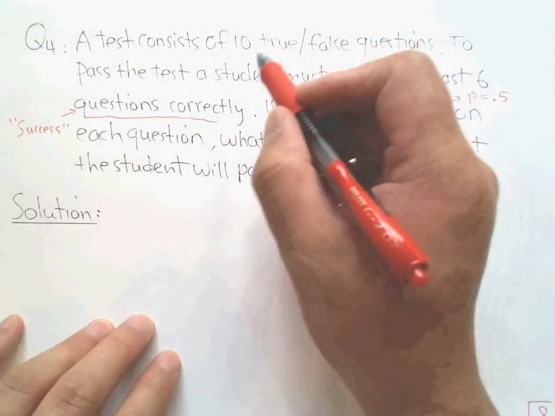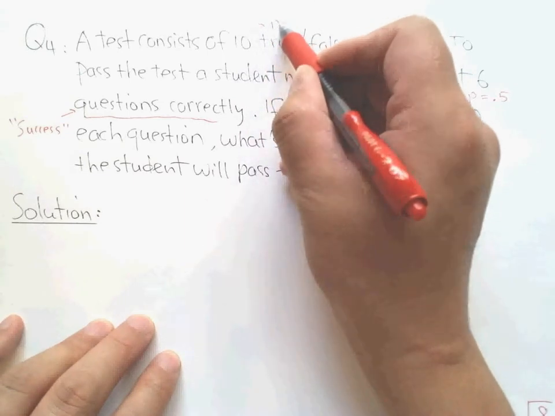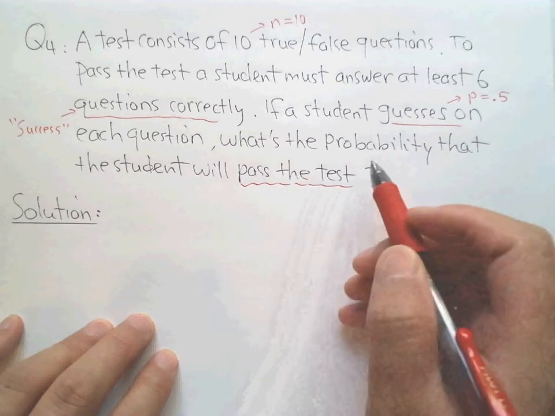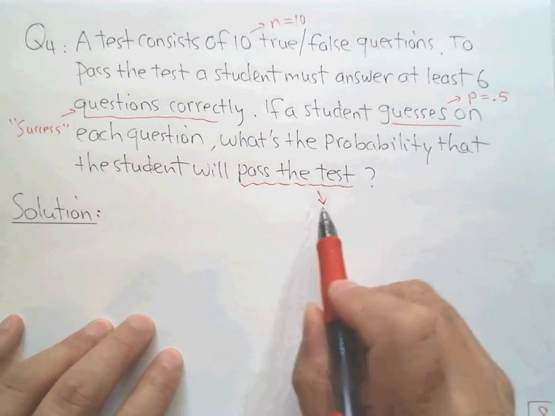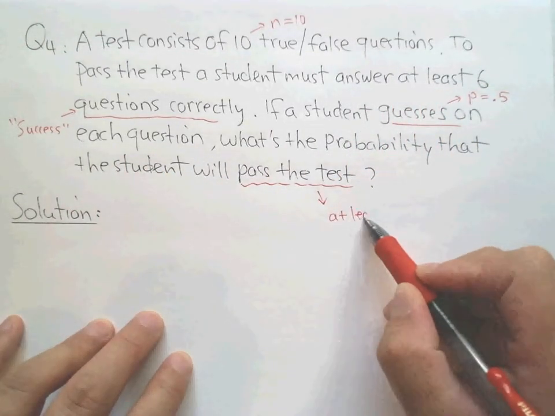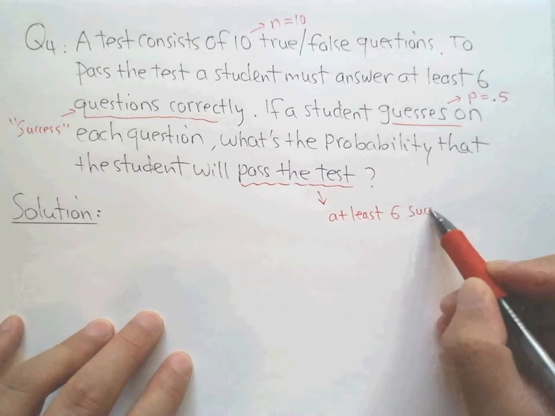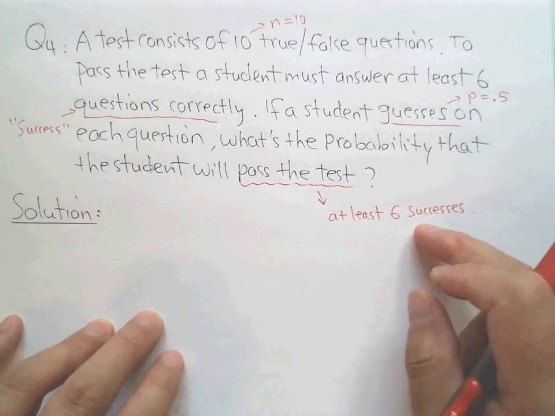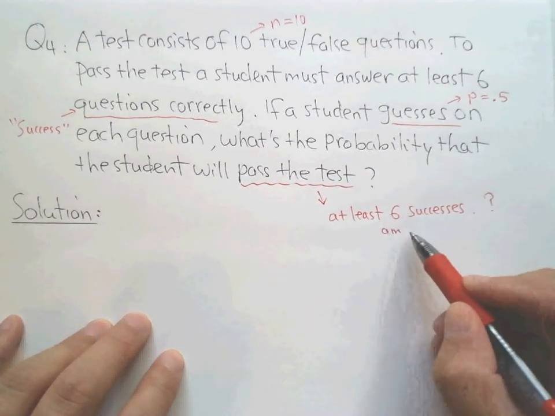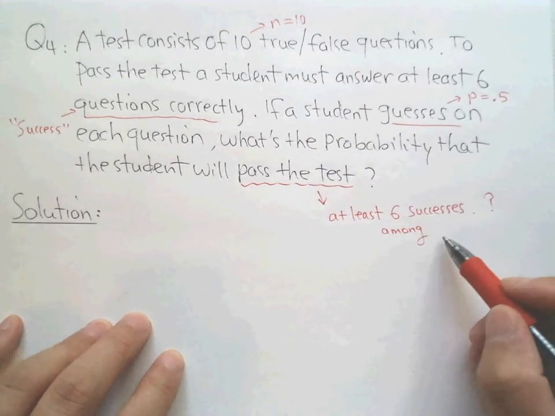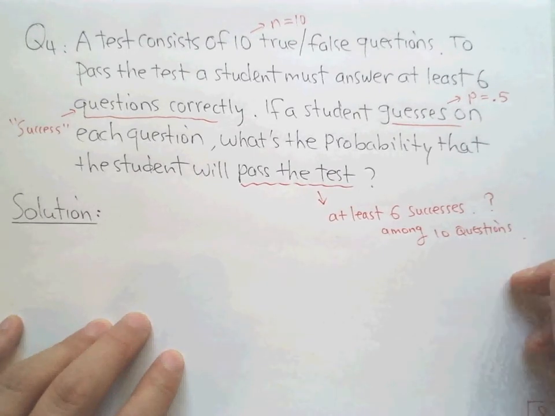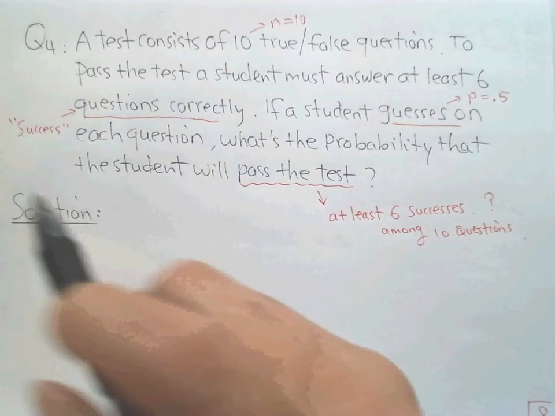So keep in mind this classical model. And then how many Bernoulli trials? N. All we need is here, right? N equals 10. Good. Now, what is the question? Pass the test is the question. Pass the test means answer at least 6 correctly, which means at least 6 successes. Among how many trials? Among 10 questions, or 10 Bernoulli trials.